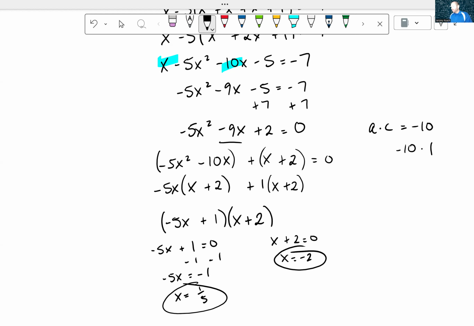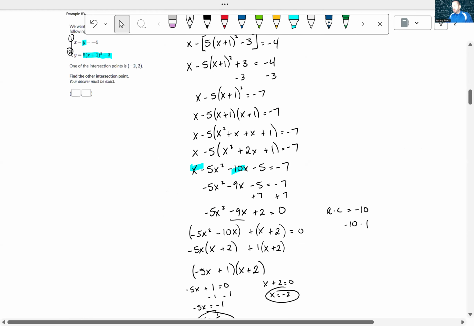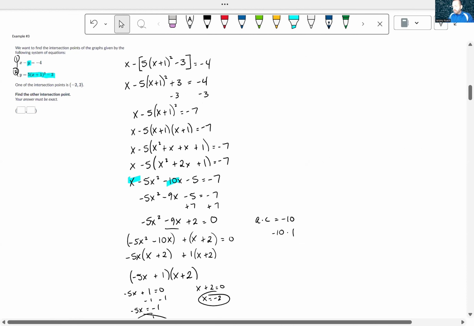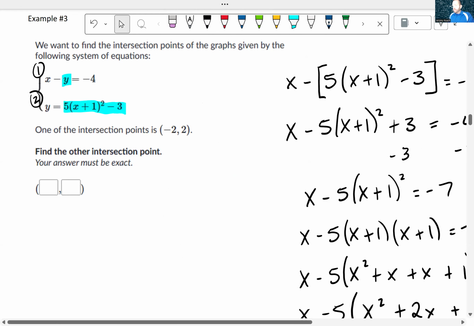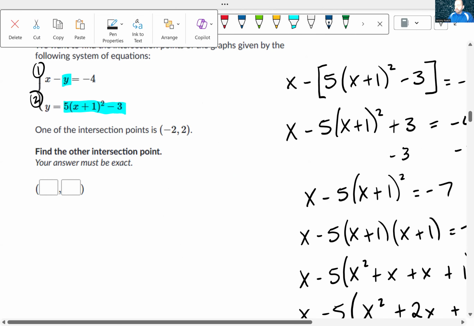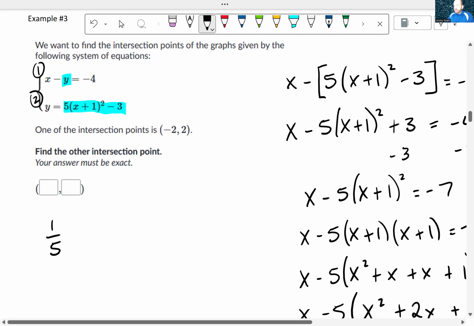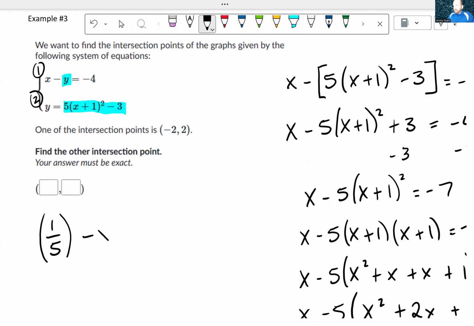All right, so now we're going to substitute in 1/5 for either of these because we already know x is negative 2. It told us up there. We want to find the other intersection point. So we're going to plug in x is 1/5. And let's do that for equation 1 because it's much, much simpler for equation 1. So we'll say 1/5 minus y equals negative 4.